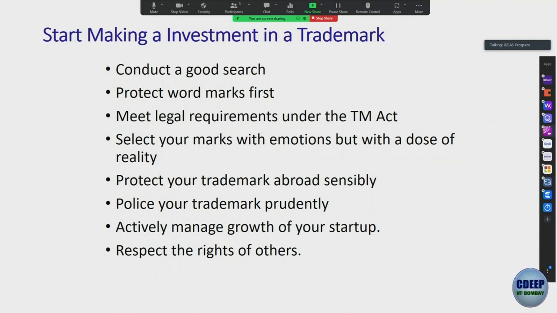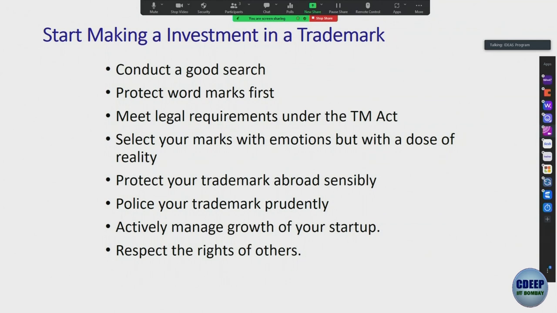When you begin, protect the word mark first. Whatever name or word you are thinking of, forget about graphics and all that. Just quickly go and protect the word mark so that nobody catches that word first. And ensure that you meet the legal requirements under the Trademark Act.